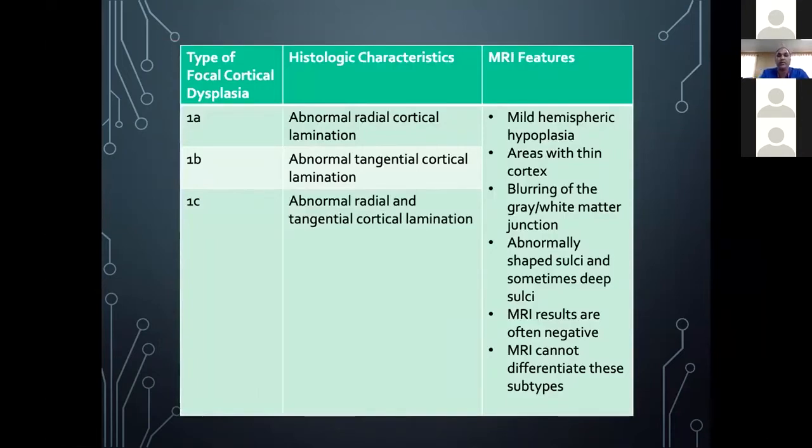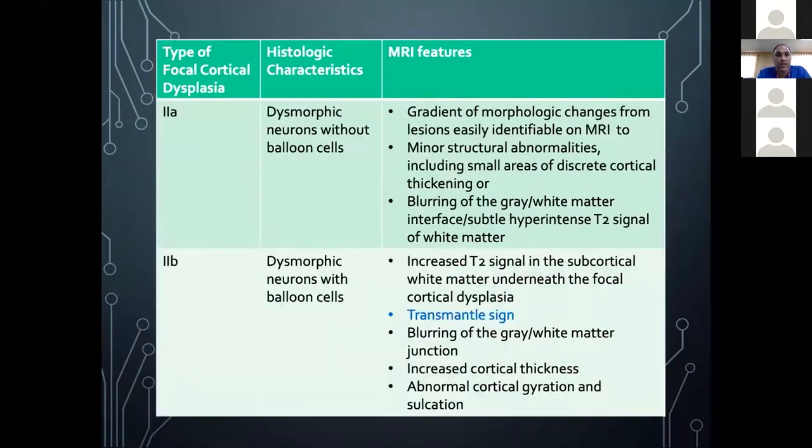And type 1 is the one which is very difficult to identify. Usually MR studies are negative in these cases, but they are further of three types: 1A, 1B, and 1C, depending upon the histological characteristics. And type 2 is further divided into A and B. Type 2B is characterized by the presence of the transmantle sign. Otherwise, the rest of the features we need to identify are what I have already enumerated.